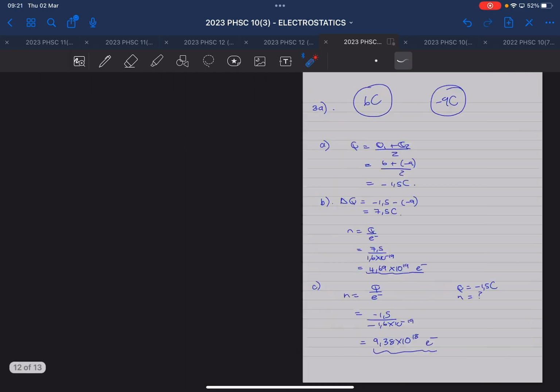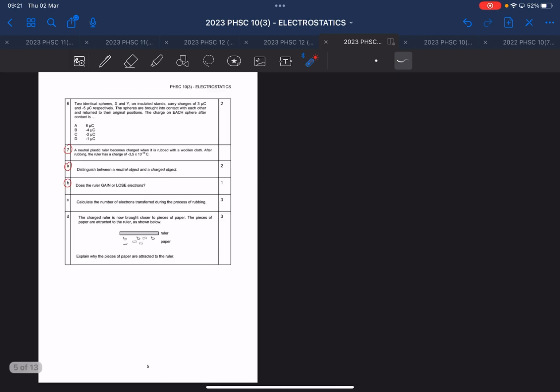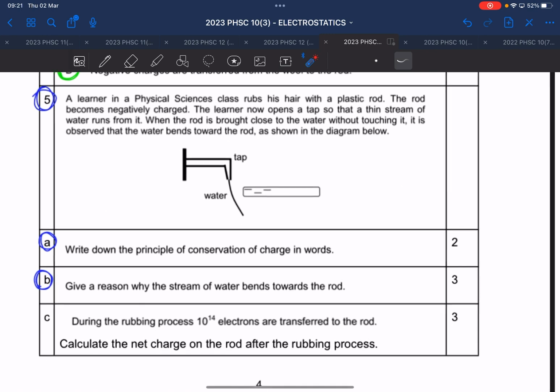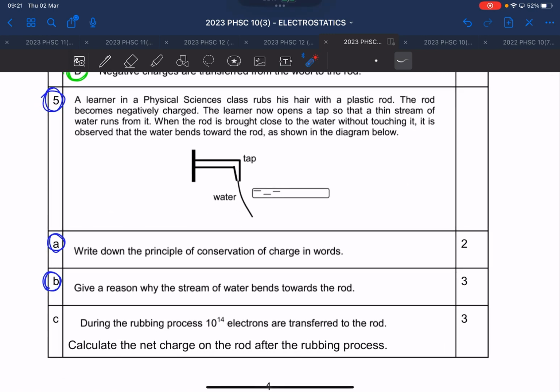Alright. Then question 5. Okay. They say there. A learner in a physical science class rubs his hair with a plastic rod. The rod becomes negatively charged. The learner now opens the tap so that a thin stream of water runs from it. When the rod is brought close to the water without touching it, it is observed that the water bends towards the rod as shown. Alright, now let's quickly do it. You can come closer if you can't see.